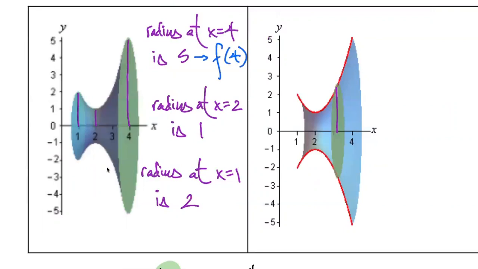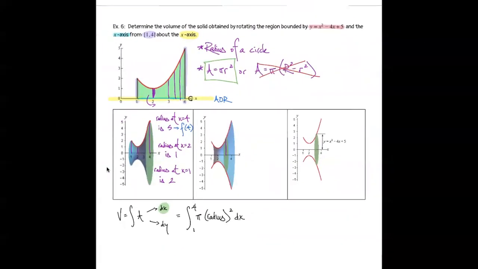If I take 4 and plug it into the function, that red function, the y value at 4 is going to be 5. Let's do a little bit of mental math. Let's take this equation, y equals x squared minus 4x plus 5, and I want you to plug in 1 for me and tell me what you get. When you plug 1 into that equation, what do you get?